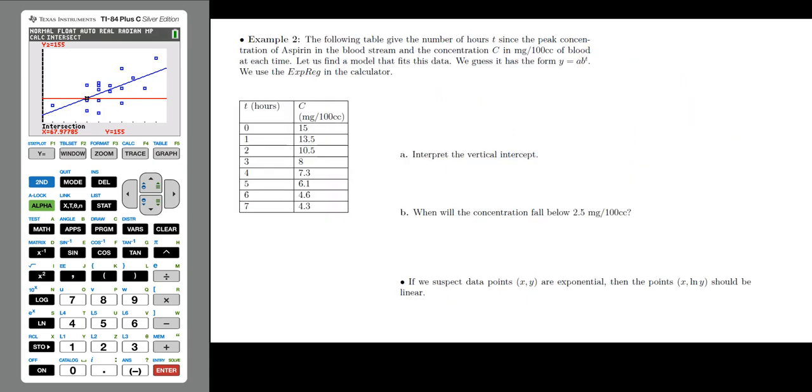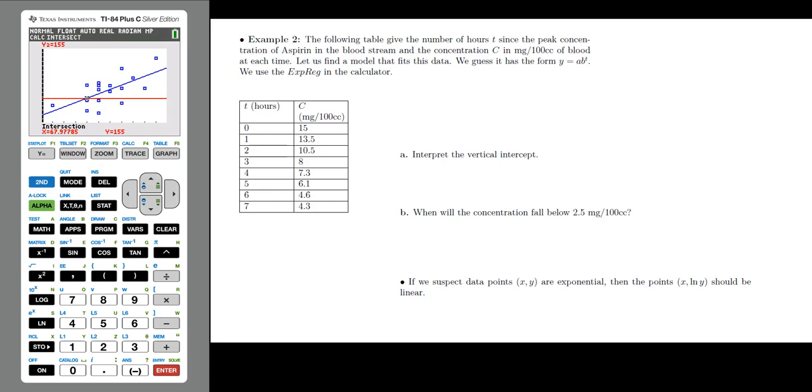All right, so one more example here. It says the following table gives the number of hours since the peak concentration of aspirin in the bloodstream, and the concentration is in milligrams per 100 cc's of blood at each time. So let us find a model that fits this data.